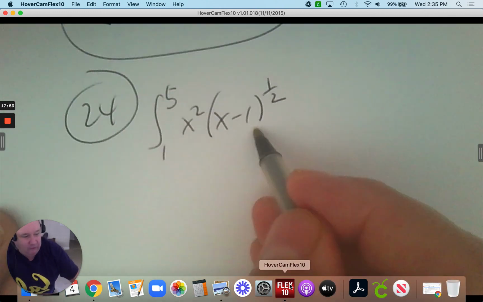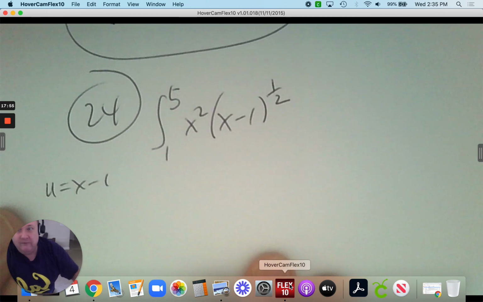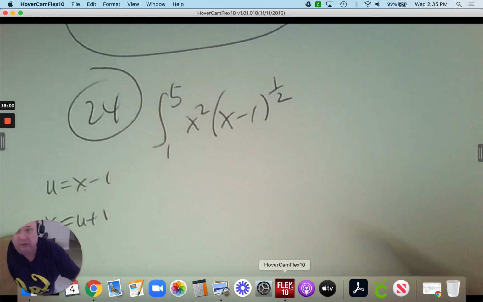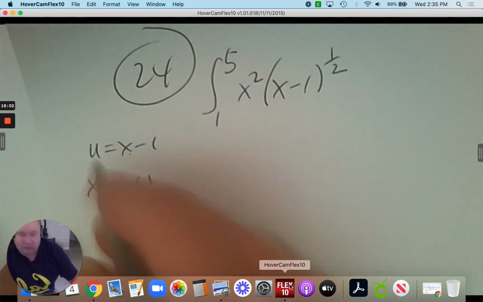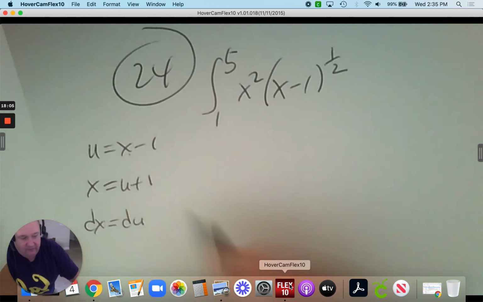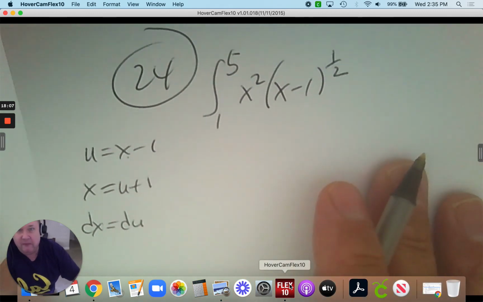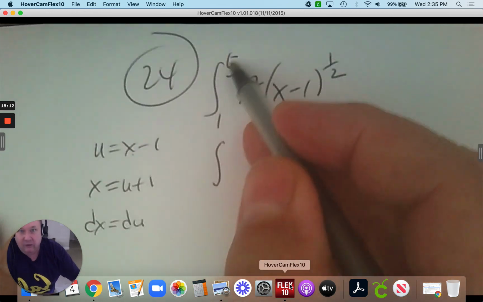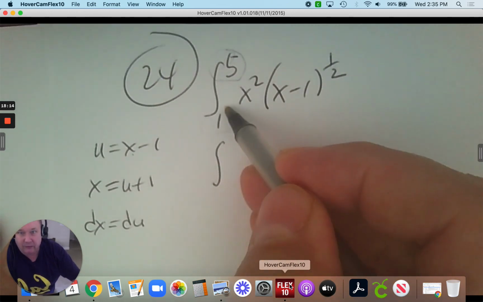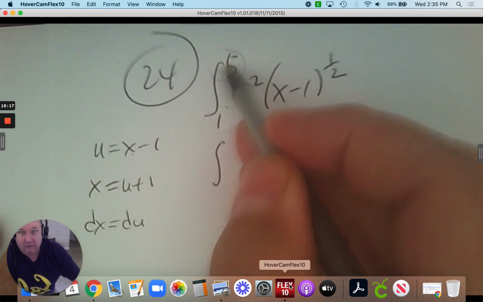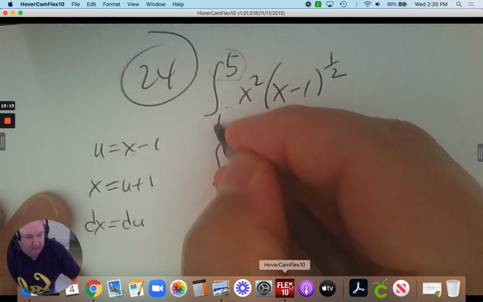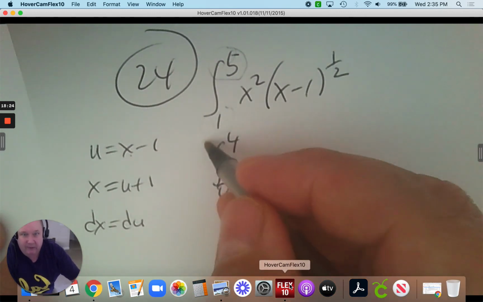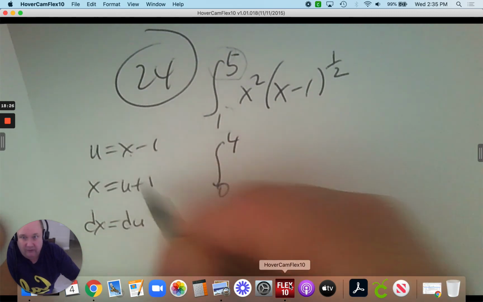So, U substitution, you're going to let u equal x minus 1. That means x, if you add 1, would be u plus 1. And then the derivative, dx, is equal to du. The derivative of 1 is 0. All right, let's come back here. We're also going to change the bounds. So these bounds are in terms of x. We're going to change them into u. So we're going to go 5 take away 1 and 1 take away 1. So they change to 4 and 0. So now these bounds are in terms of u instead of x.